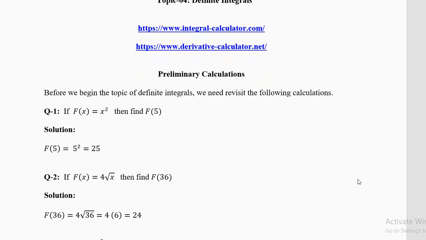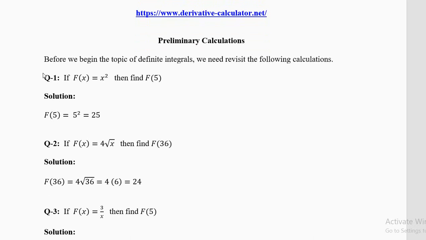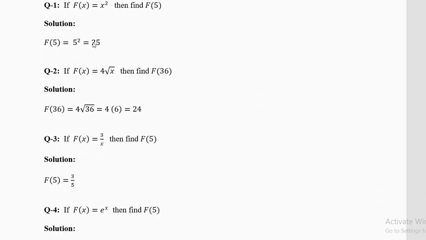Before we begin the main topic, let's do some simple calculations which I call preliminary calculations. Q1 is too simple to write out in full. If f of x equals x square, then find f of 5. This is the kind of substitution we'll be needing today. Wherever x is there, you put 5. So f of 5 is equal to 5 square, which on calculation is 25. Now if the numbers are difficult, we have to use calculators.